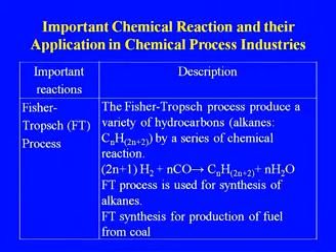These are some of the important chemical reactions that we are coming across in the chemical process industry, that is the Fischer-Tropsch process. The Fischer-Tropsch process produces a variety of hydrocarbons, alkanes, by a series of chemical reactions, and the FT process is used for the synthesis of alkanes, FT synthesis for the production of fuel from coal, because that has become very important. Now in many places we are using coal for the production of synthesis gas, and from synthesis gas to fuel and other value added products and chemicals.